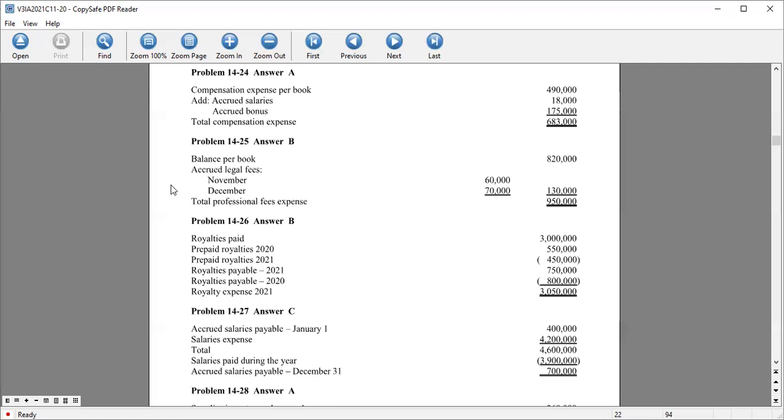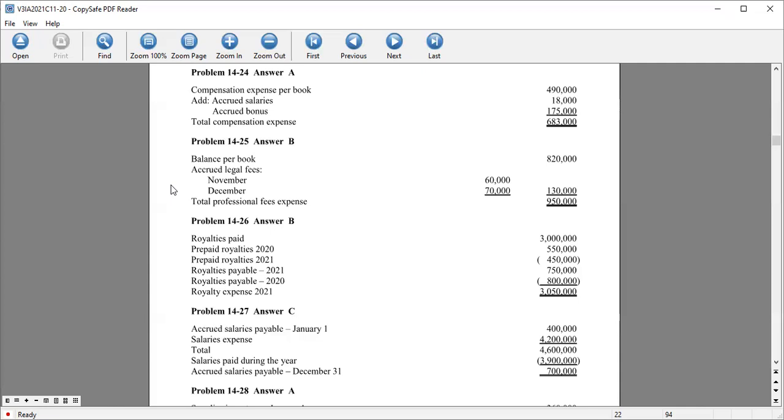Next, number 26. Under accrual basis, what amount should be reported as royalty expense? So we have the royalties paid of 3 million. Then prepaid royalties in 2020 is 550,000, and in 2021 we deduct 450,000, and the royalties payable for 2021 of 750,000, and royalties payable 2020 is 800,000. So the royalty expense of 2021 is 3,050,000.